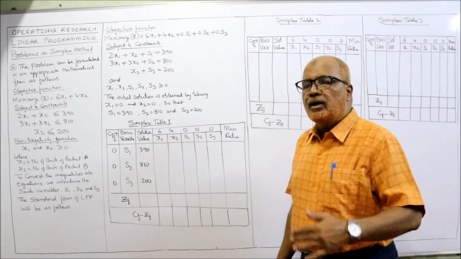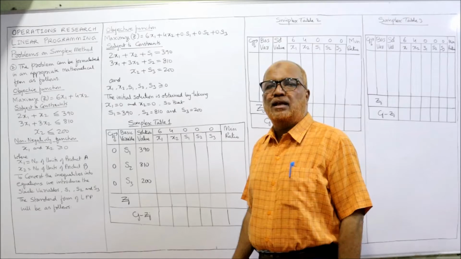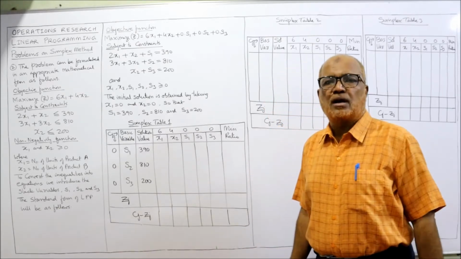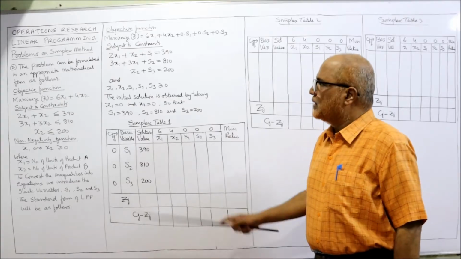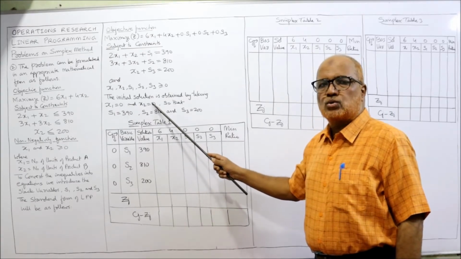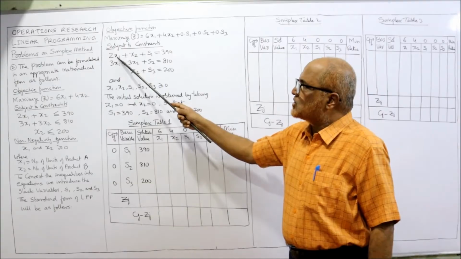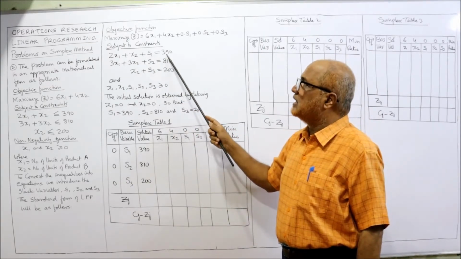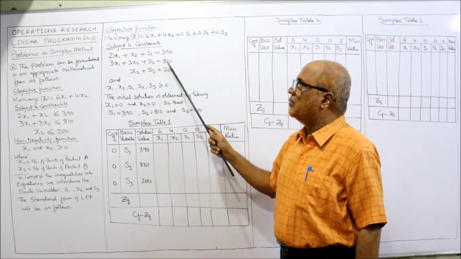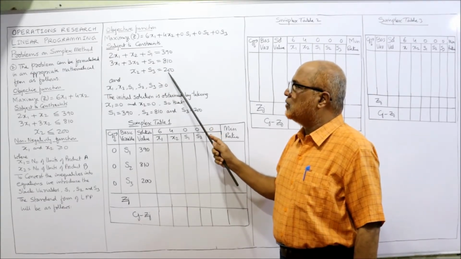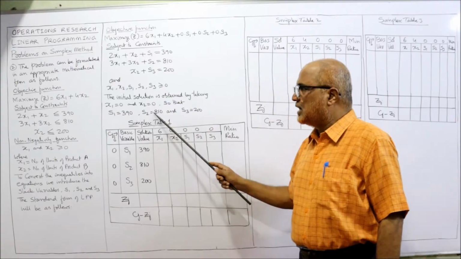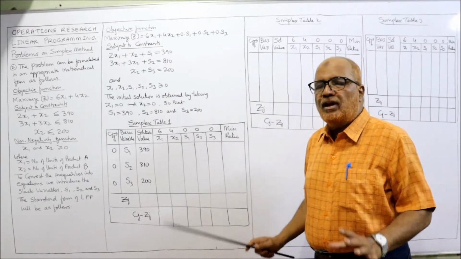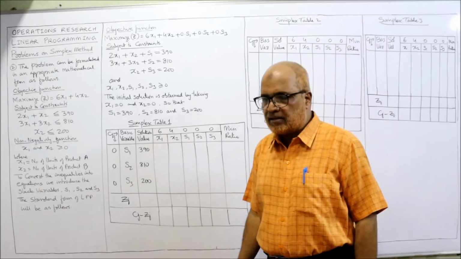That's it. Now, the initial solution can be obtained by taking the decision variables as 0. Decision variables are x1 and x2. So x1 is equal to 0, x2 is equal to 0. When we take x1 0 and x2 0, what will happen? S1 will become 390, S2 will become 810 and S3 will become 200. So S1 390, S2 810 and S3 200. That's all. Now we have to make the first simplex table.